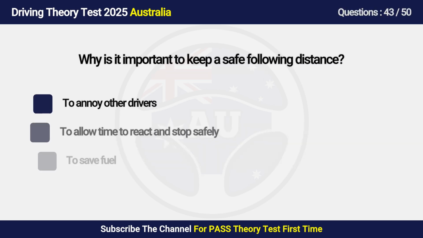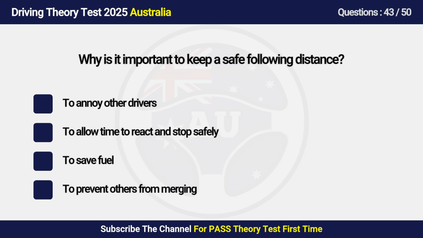Question 43. Why is it important to keep a safe following distance? A. To annoy other drivers. B. To allow time to react and stop safely. C. To save fuel. D. To prevent others from merging.